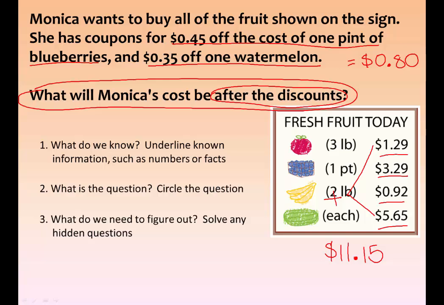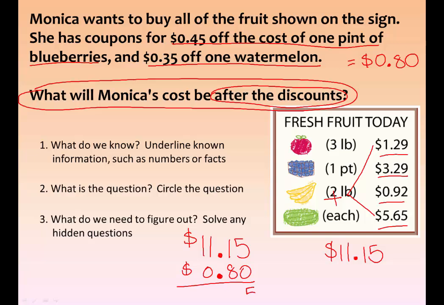But the question says, what will the cost be after the discounts? So in order to take a discount, we know that a discount is when you're taking away, so that is subtraction. So I'm going to subtract $11.15 minus 80 cents. Remember, when we're subtracting decimals, we line up our decimal points first, and then we add in our numbers, and then we can subtract.